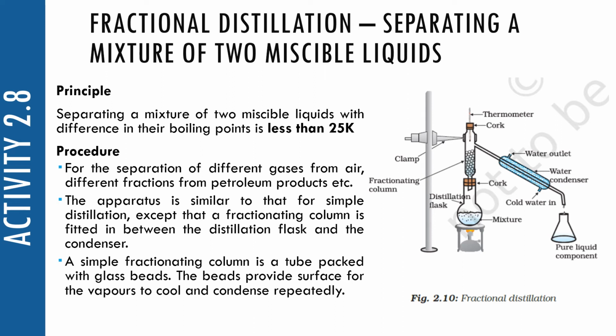The apparatus is similar to that for simple distillation, except that a fractionating column is fitted in between the distillation flask and the condenser. The simple fractionating column is a tube packed with glass beads. Do you know why they are packed with glass beads? The beads provide surface for the vapors to cool and condense repeatedly.